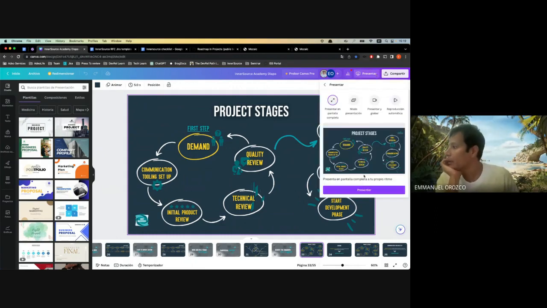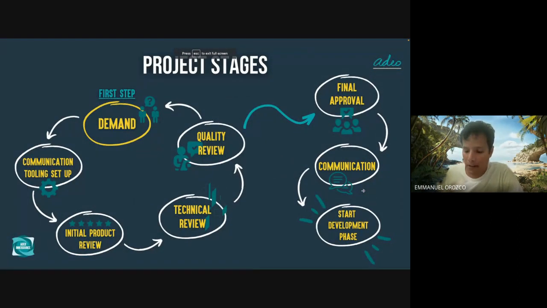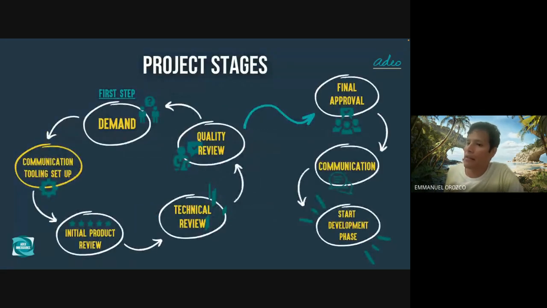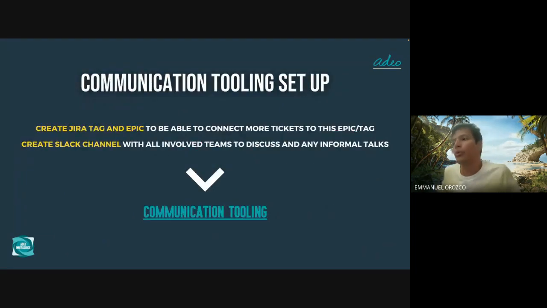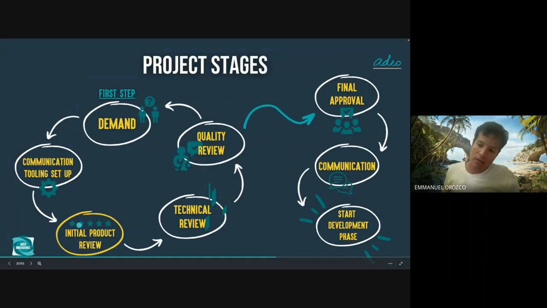So we have the demand. We create this Jira ticket, and then we set up some communication tools if they don't exist already. For example, create the Jira board if it doesn't exist for the project, or an Epic if it exists, to manage all the tickets. You also need a Slack channel for more informal discussions. Finally, you start the product review.